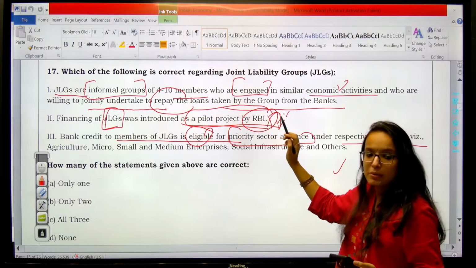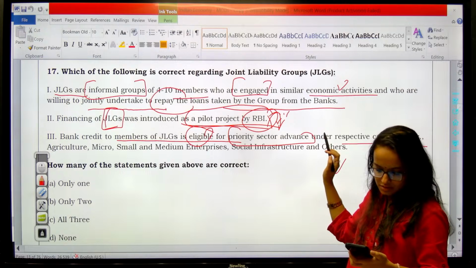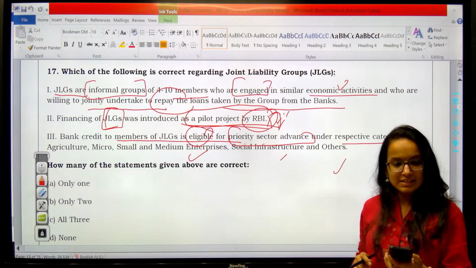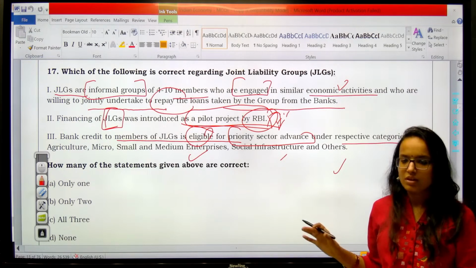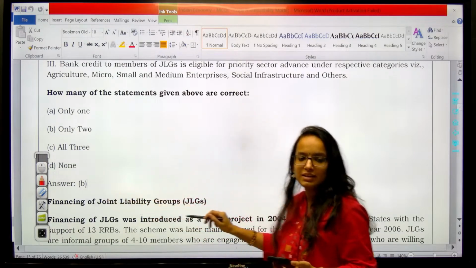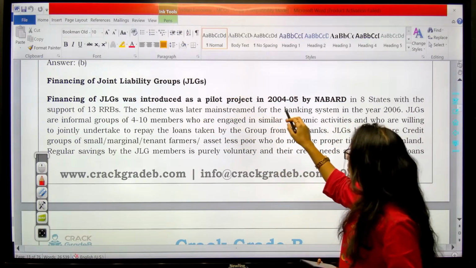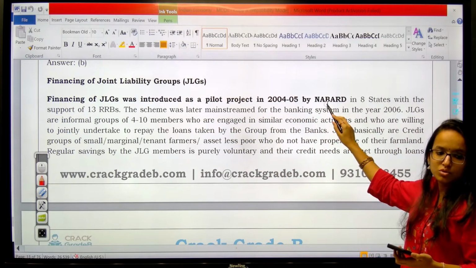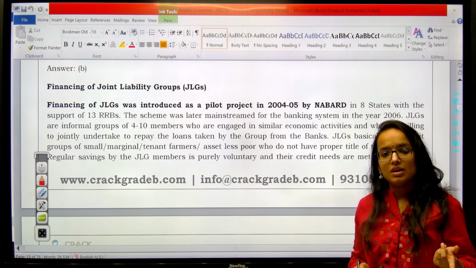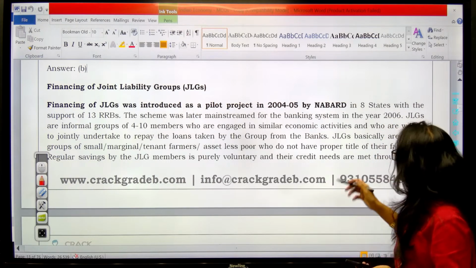Here it is wrong. It is a pilot project launched by NABARD, not by RBI. Clear? Third is also true, that these can also be eligible for priority sector lending. Clear? Okay. So which of them are correct? Only 2. B is the right answer, as you can see. Financing of JLGs was introduced as a pilot project in 2004-05 by NABARD. So as you can see here, it was launched as a pilot project, financing of these groups. Yes, but not by RBI, but by NABARD. Okay. NABARD, as you all know, National Bank.